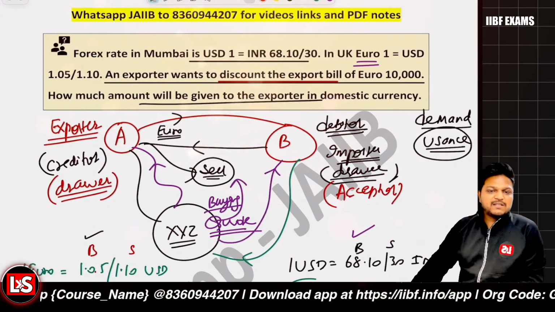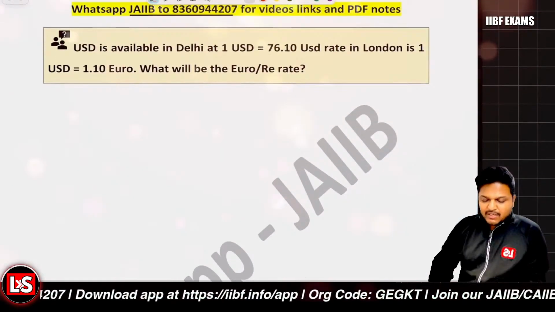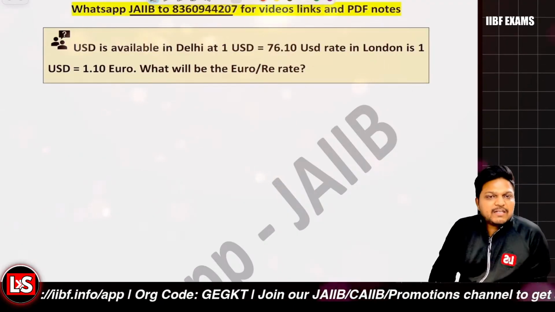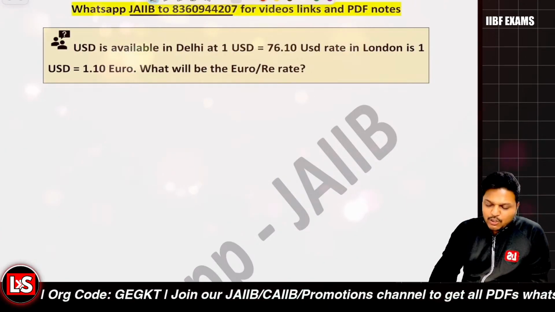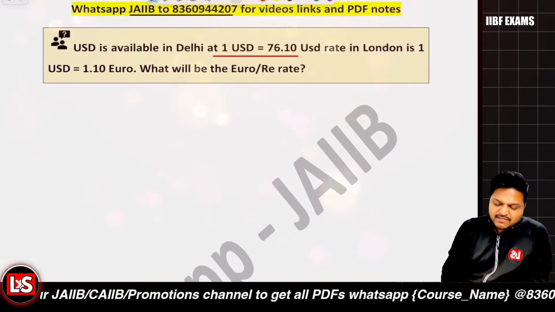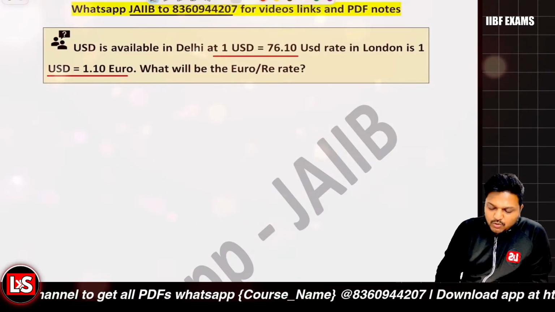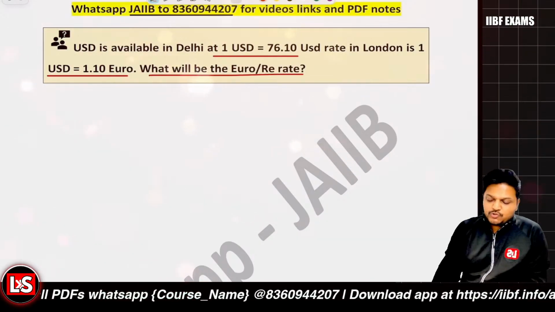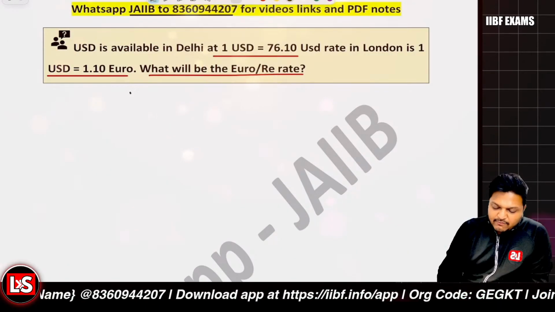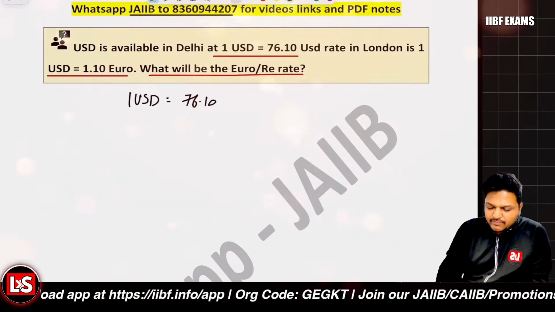We covered the numerical yesterday, and also today we are going to start with the numerical first of all. Here is the first question for today. It says that the USD is available in Delhi at 1 USD is equal to 76.10 INR. USD rate in London is 1 USD is equal to 1.10 euro. What will be the euro to the rupee rate? Simple question. We need to calculate the euro to rupee rate, and we are provided with 1 USD is equivalent to 76.10 INR.